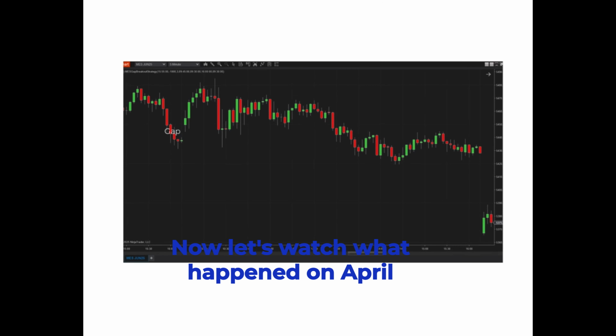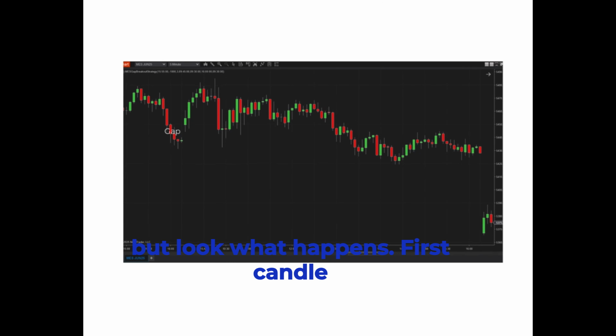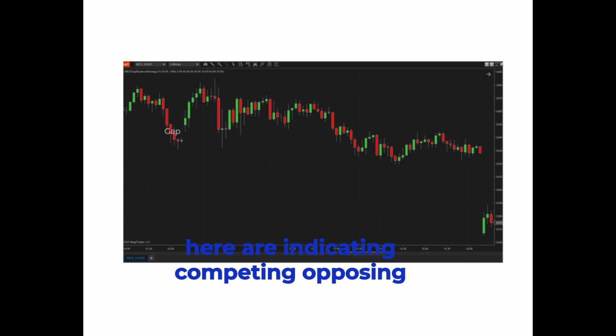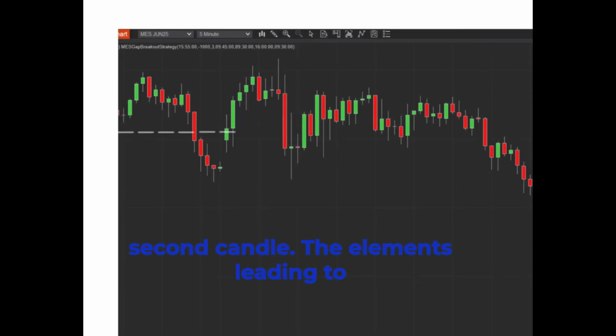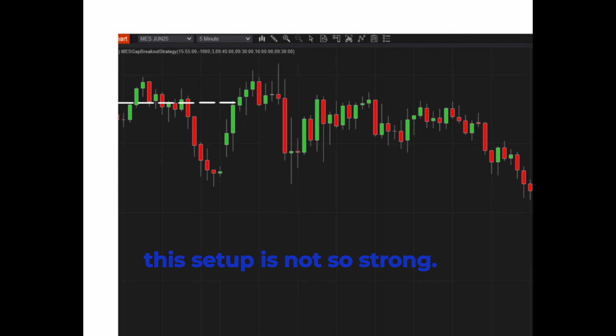Now let's watch what happened on April 15th. We get a gap up at open, but look what happens. First candle, bullish with wicks. Second candle, also bullish with wicks. And third candle is just as messy. Wicks here are indicating competing opposing forces. Even though the third candle broke and closed above the high of the second candle, the elements leading to this setup is not so strong.